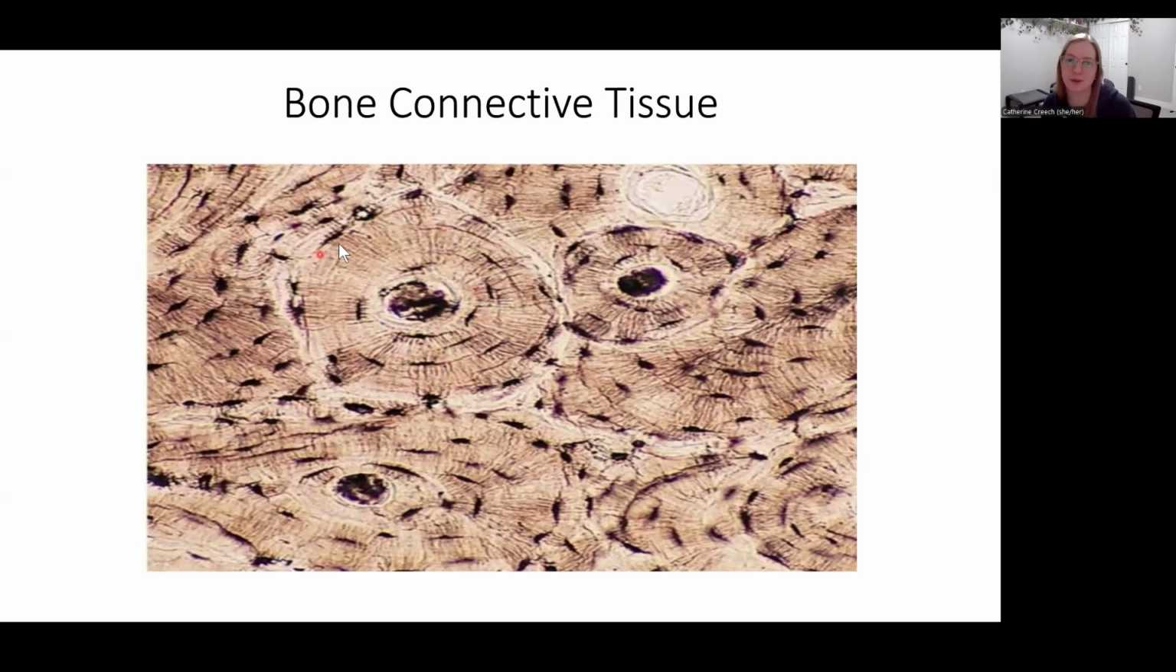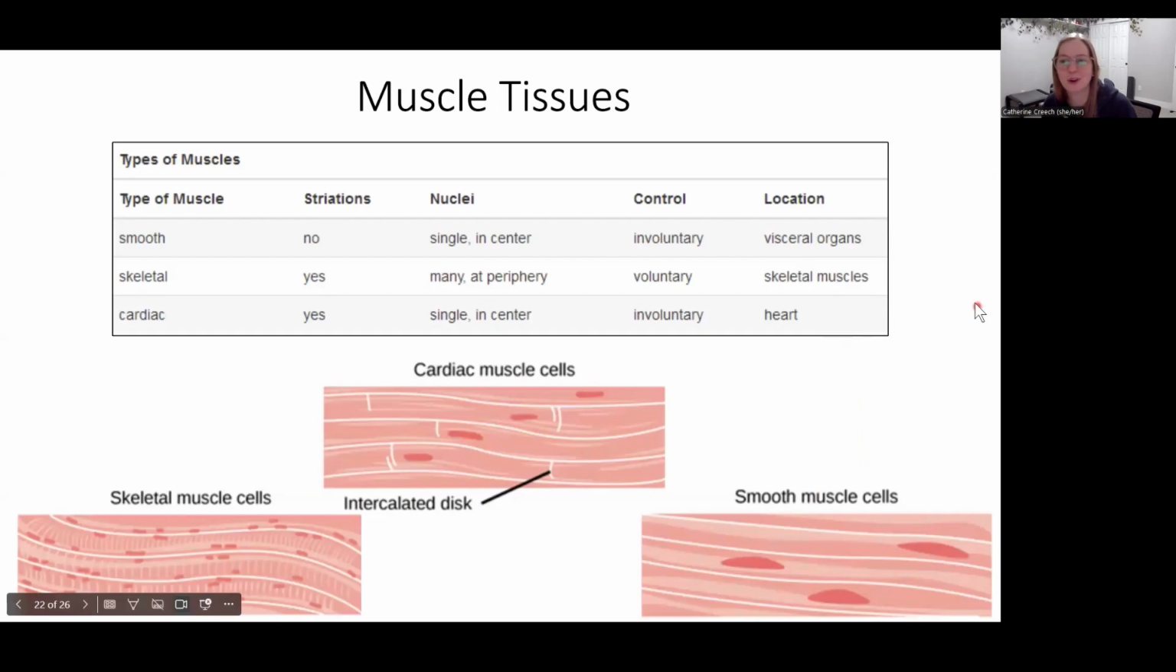So it's all that mineral deposit there. And there are three types of muscle tissue. We have smooth. Smooth muscle does not have stripes on it, so we call it non-striated. It's involuntary, and it has a single nucleus. This is going to be found in all of your organs.